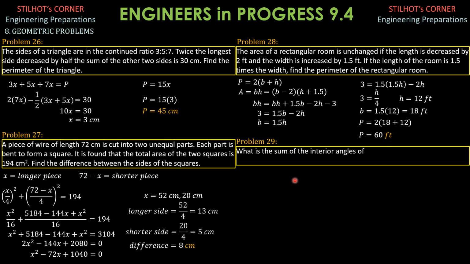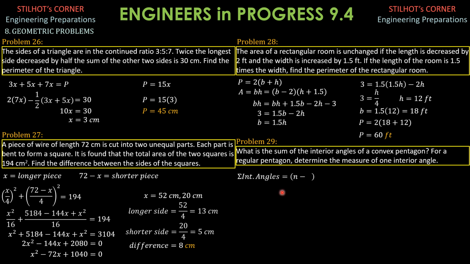Problem 29. What is the sum of the interior angles of a convex pentagon? For a regular pentagon, determine the measure of one interior angle. So the sum of the interior angles of a convex polygon is in general n minus 2 times 180 degrees, where n is the number of sides or the number of corners. In this case, for a pentagon, it is 5.